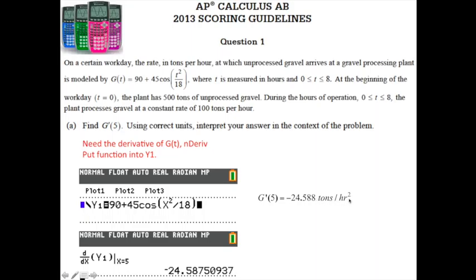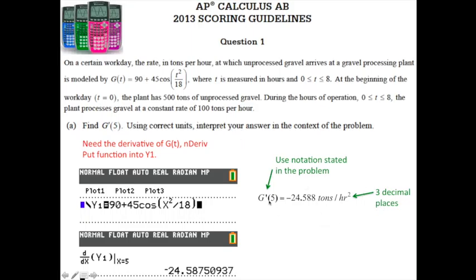If we think about that, differentiating introduces another rate of time. G of t was already a rate in tons per hour, so this is tons per hour squared when we take its derivative. It's important when you're being asked to interpret your answer that you use the notation that the problem stated. So here's G prime of 5, just like the problem stated. Here's my answer with units, rounded to 3 decimal places.